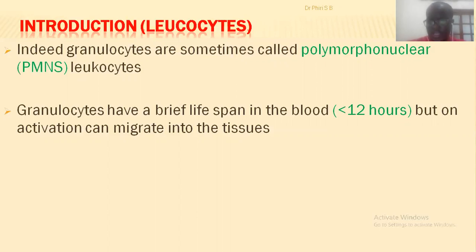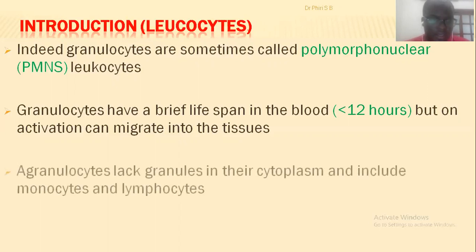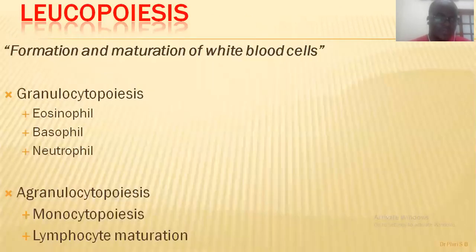For instance, there are also other cells like monocytes, neutrophils, and basophils that can migrate to the tissues, depending on the factors that are activating these cells. But the key point here is that the lifespan of granulocytes is very short, less than 12 hours in circulation. They need to be removed from circulation after 12 hours because they will become dysfunctional. Agranulocytes lack granules in their cytoplasm, and these include monocytes and lymphocytes. They don't have granules, like I said.